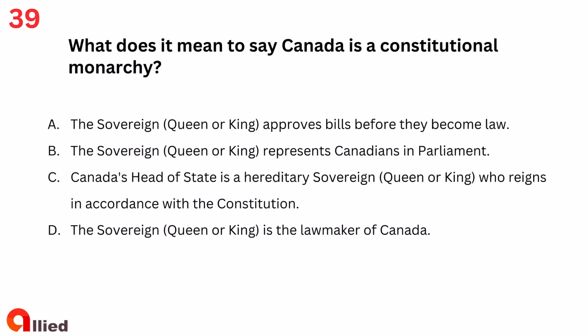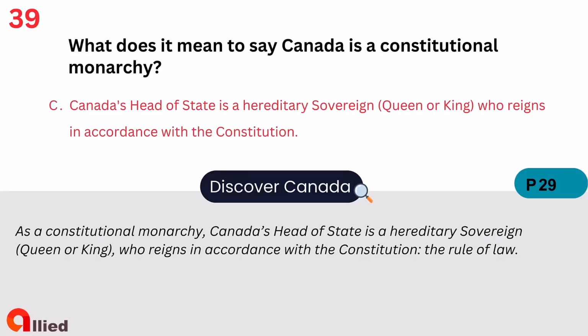Question 39. What does it mean to say Canada is a constitutional monarchy? A. The sovereign, Queen or King, approves bills before they become law. B. The sovereign, Queen or King, represents Canadians in Parliament. C. Canada's head of state is a hereditary sovereign, Queen or King, who reigns in accordance with the Constitution. D. The sovereign, Queen or King, is the lawmaker of Canada. The answer is C.